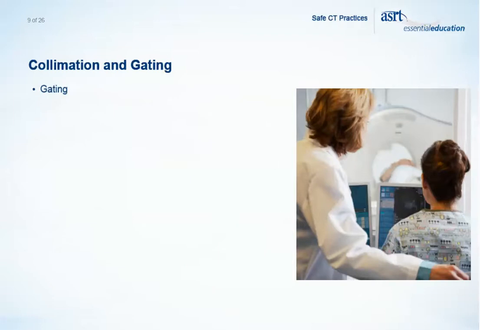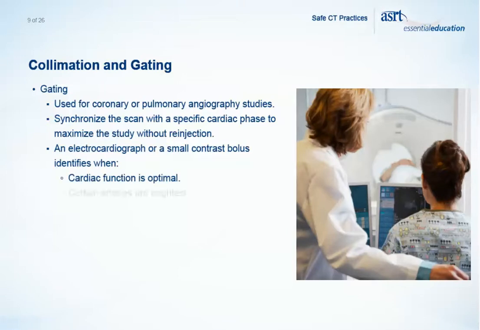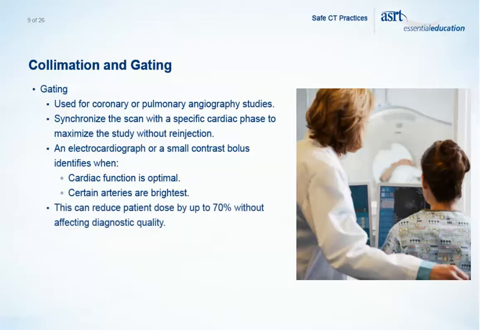Gating is a technique generally used for coronary or pulmonary angiography studies. With gating, you synchronize the scan with a specific cardiac phase to get the most from the study without having to re-inject the patient with contrast. An electrocardiograph or small contrast bolus is used to identify when cardiac function is optimal or certain arteries are brightest. One study suggests this practice can reduce patient dose by up to 70% without any drop in diagnostic quality.